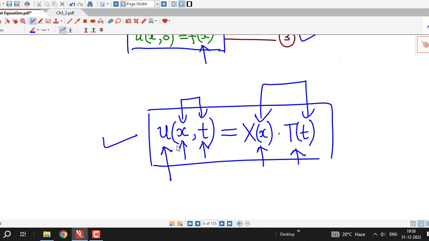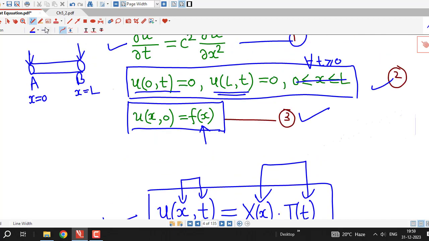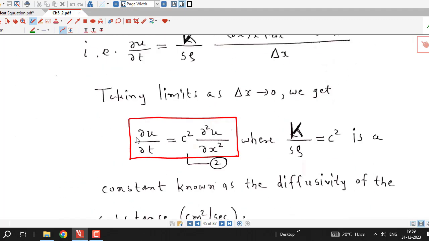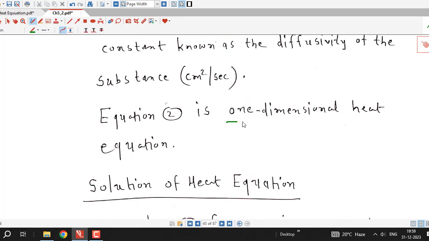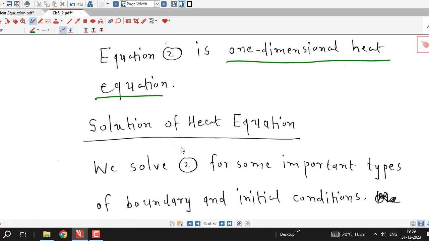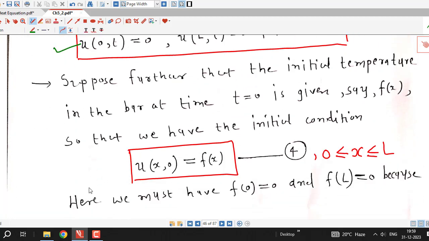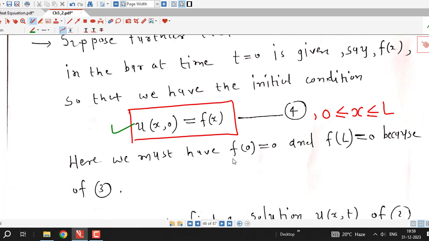We always start by assuming that our solution is the product of two functions of given two variables. Here u is function of two independent variables x and t. So we assume that this function u(x,t) is nothing but product of function of x only and function of t only. And I have written this solution systematically here that I will discuss here. So here this is the heat equation, and we are going to solve this one dimensional heat equation together with boundary conditions given by u(0,t) equal to 0, u(L,t) equal to 0 and initial condition u(x,0) equal to f(x).